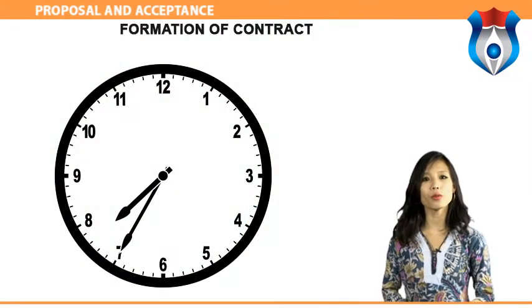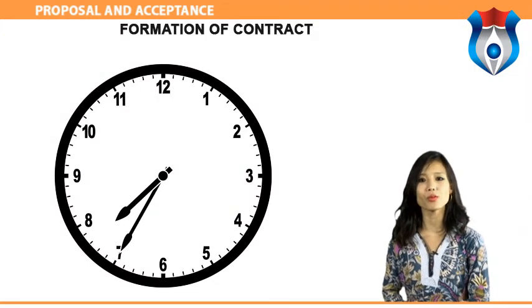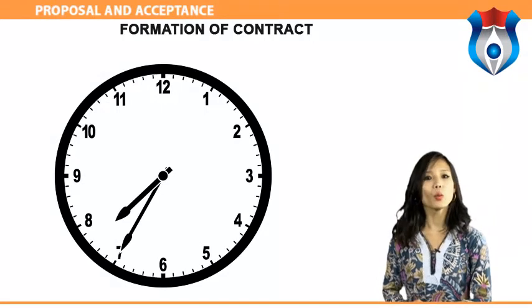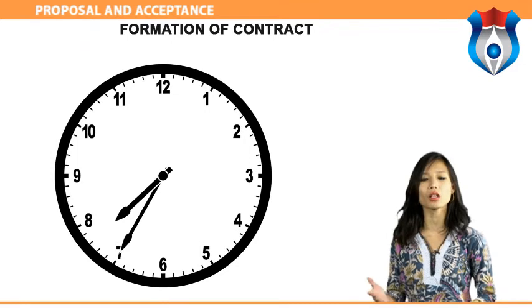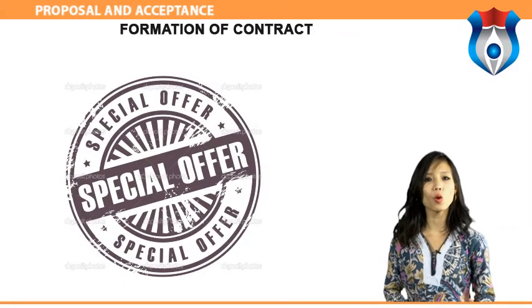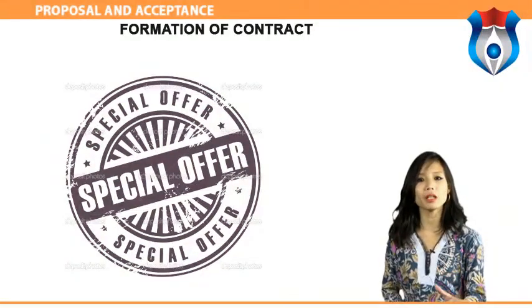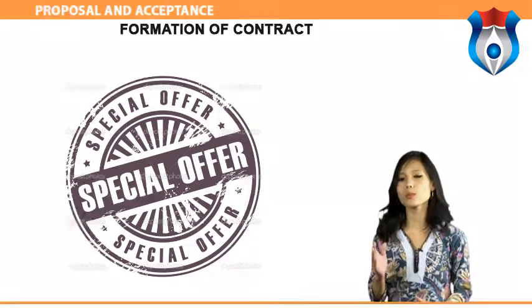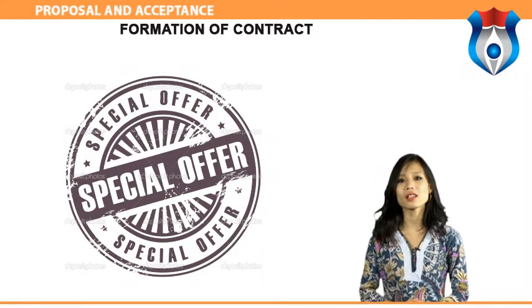Time of acceptance. If the offerer prescribes a time, the acceptance must be done within that time. If no time is prescribed, the acceptance must be done within a reasonable time. What is reasonable depends on the facts of the case. When acceptance is complete, Section 4 of the Contract Act lays down that the communication of an acceptance is complete as against the proposer when it is put in a course of transmission to him so as to be out of the power of the acceptor, and as against the acceptor when it comes to the knowledge of the proposer.